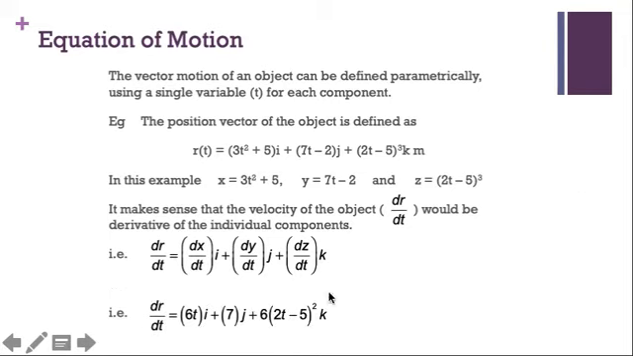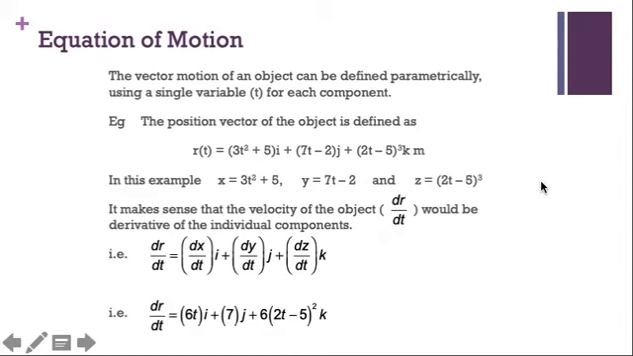Make sure you agree. So obviously this differentiated is just going to be 6t. This differentiated, the t is going to disappear, so we just end up with 7. And using the chain rule, bring the 3 out, bring the 2 out, and we've got 6 outside of (2t - 5) all squared. Okay, so no new things, just remembering that vectors can be treated as if they were just a normal equation.